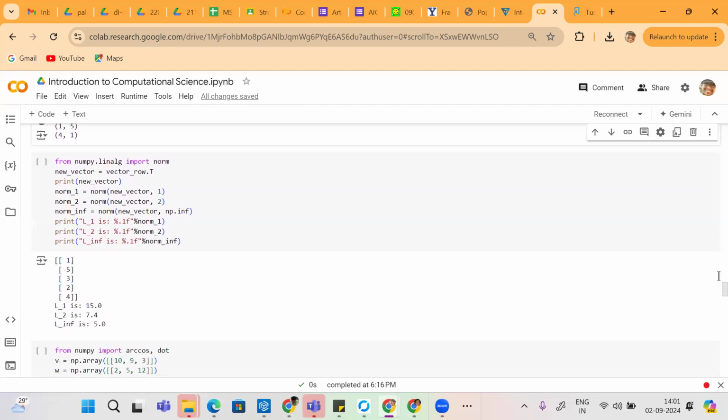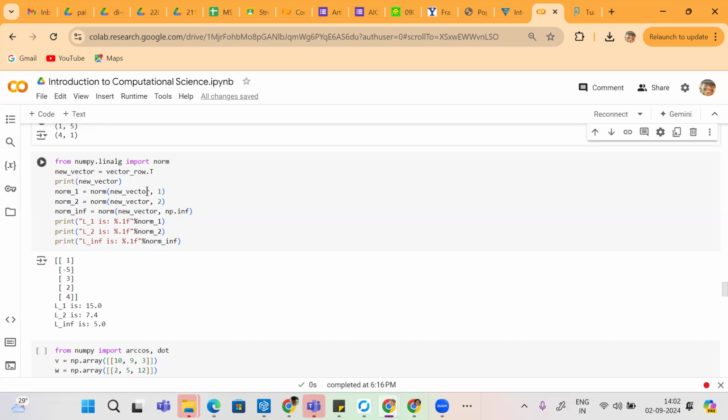Then this is mostly regarding the bridge course I taught you about. So this is regarding the norm. If you have a vector, what are the different kinds of norms of the vector? In the first class of the bridge course, I told you about the L1 norm, L2 norm, and L infinity norm. I am trying to show that these are already there in Python. So how can you compute this?